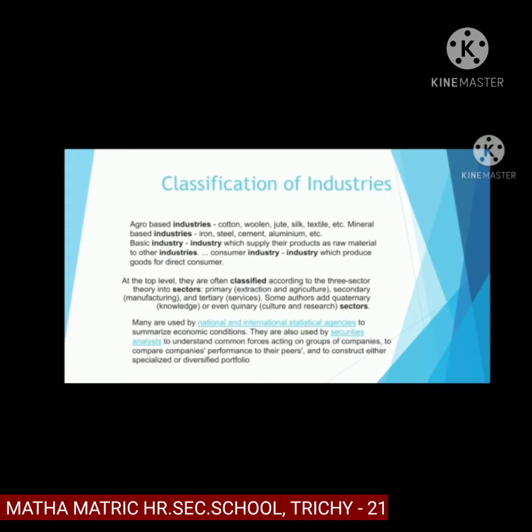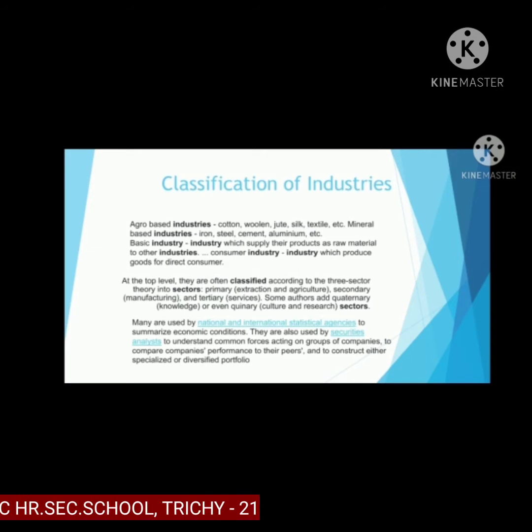Classification of industries. Agro-based industries: cotton, woolen, jute, silk, textile, etc. Mineral-based industries: iron, steel, cement, aluminium, etc. Basic industry, which supplies its products as raw material to other industries. Consumer industry, which produces goods for direct consumers.